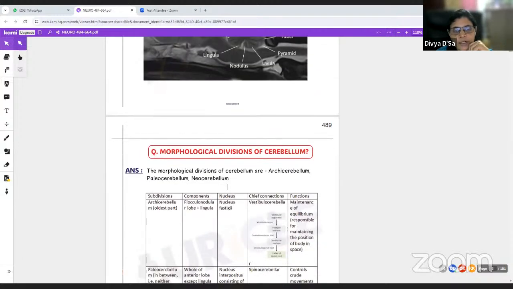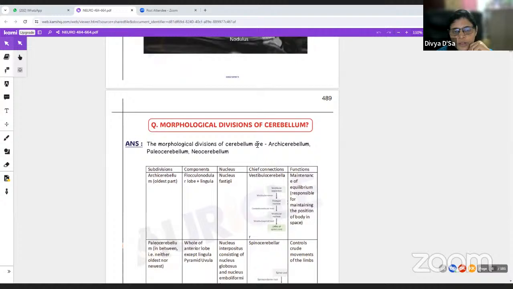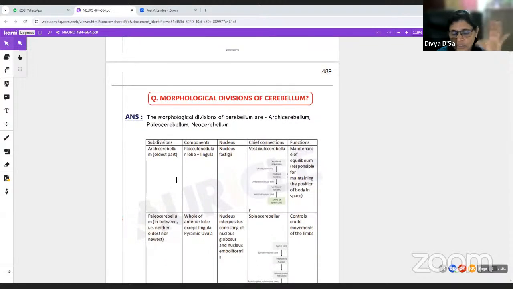Next is the morphological division, which is very commonly asked. So the morphological divisions of the cerebellum: we have three subdivisions, the archicerebellum, the paleocerebellum, and the neocerebellum. Archicerebellum is the most ancient, the oldest. Its components include the flocculonodular lobe, at both ends. At the anterior end it is the lingula, the first part of the vermis, and at the inferior end it is the flocculonodular lobe. So at either end, flocculonodular lobe plus lingula.